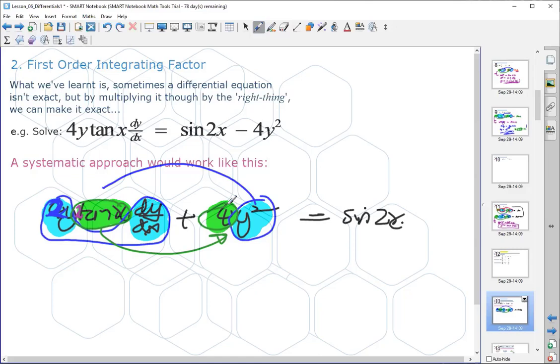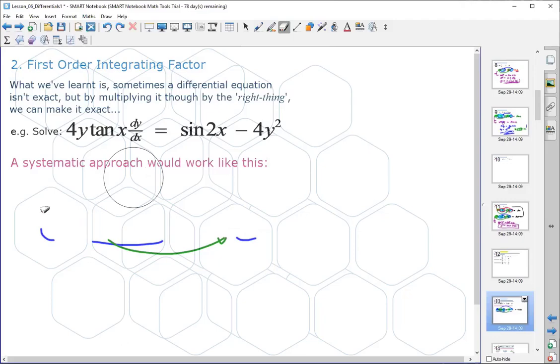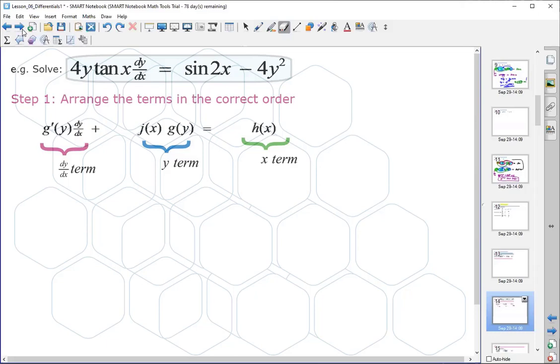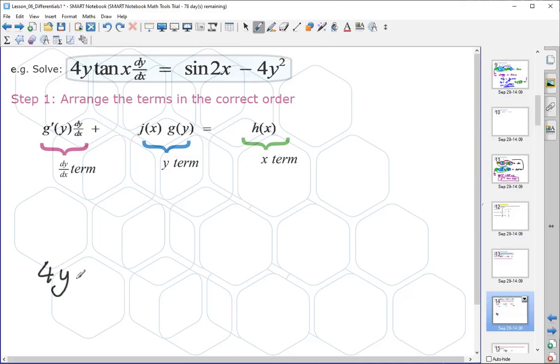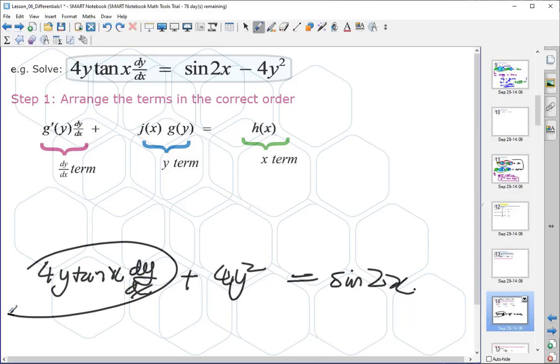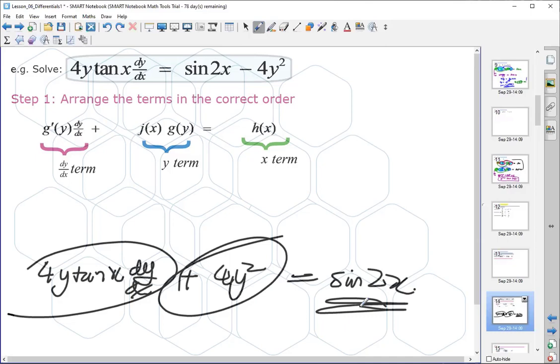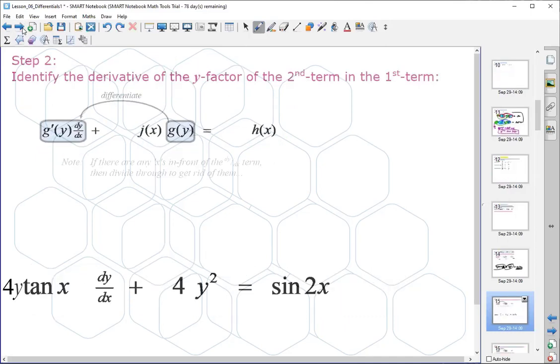So what we want to do is find a way of always knowing how to fix that problem. A systematic approach would work like this. First of all, arrange the terms. We did that already. So it's 4y tan x dy by dx plus 4y squared equals sine 2x. So we've got our dy by dx term, then we've got our y term, and then x onlys are on the other side.